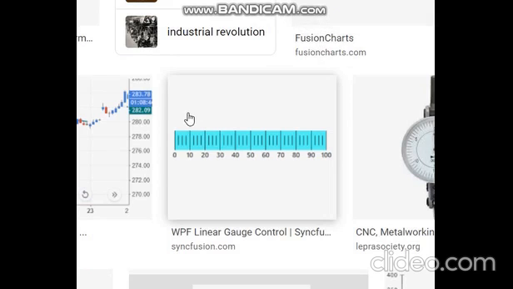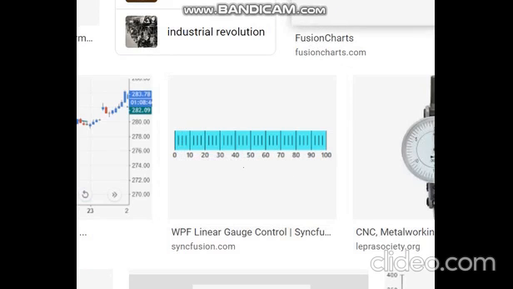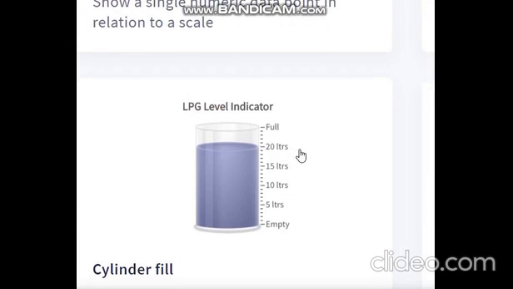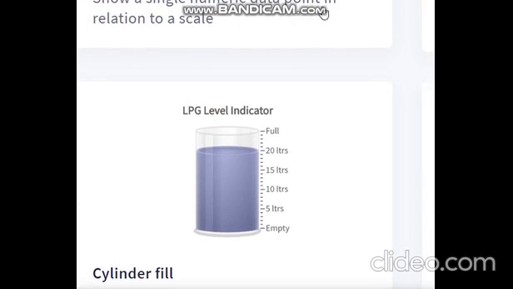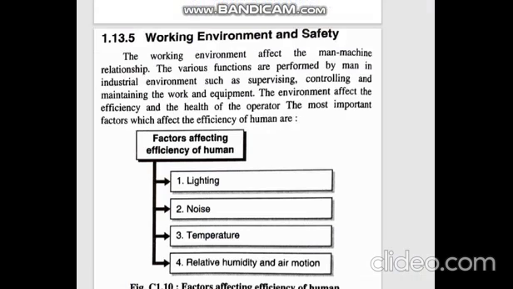Here is an example of horizontal linear scale. Some gauge control display. You see, it goes from left to right, increasing. Here is an indicator of a vertical scale. How the LPG level indicator, it shows empty to full like this, slowly increasing. So these are some of the examples of this.